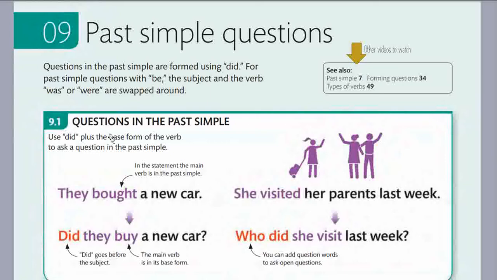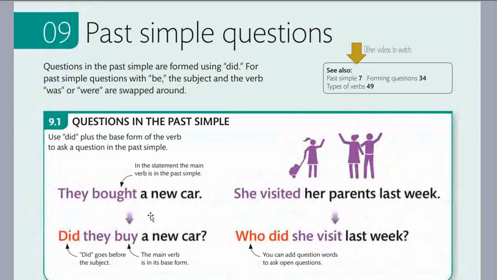The first pointer for questions in the simple past is to use did before the base form of the verb to ask a question in the past simple. Let us look at the example and deduce what is said in the rule. They bought a new car. Now bought in the statement, the main verb, is in the past simple. The present is buy, past is bought. So it is in the past simple. They bought a new car. This is the statement that is given over here.